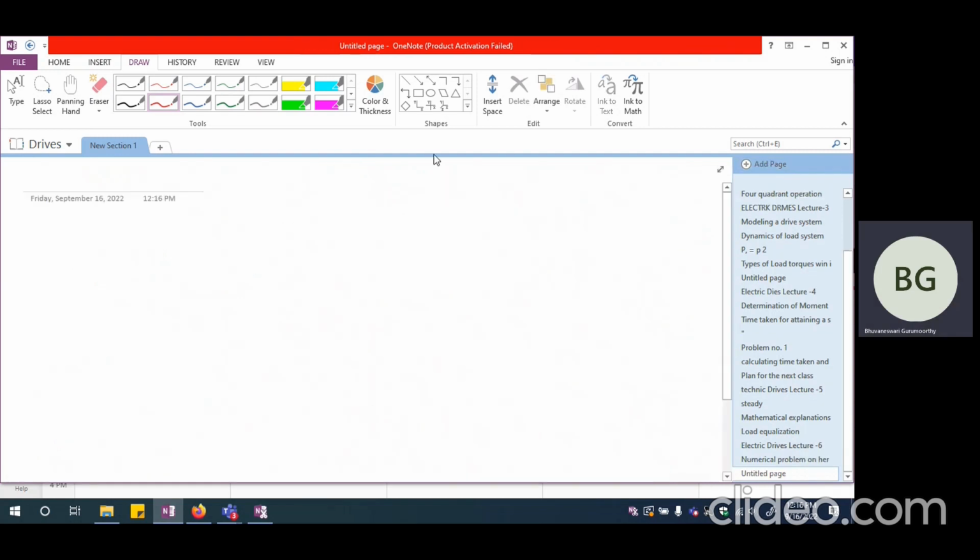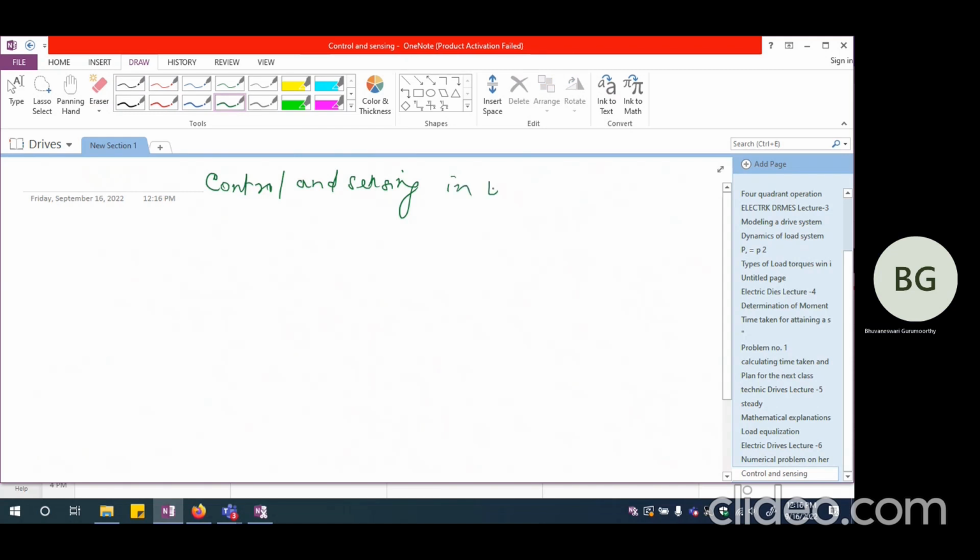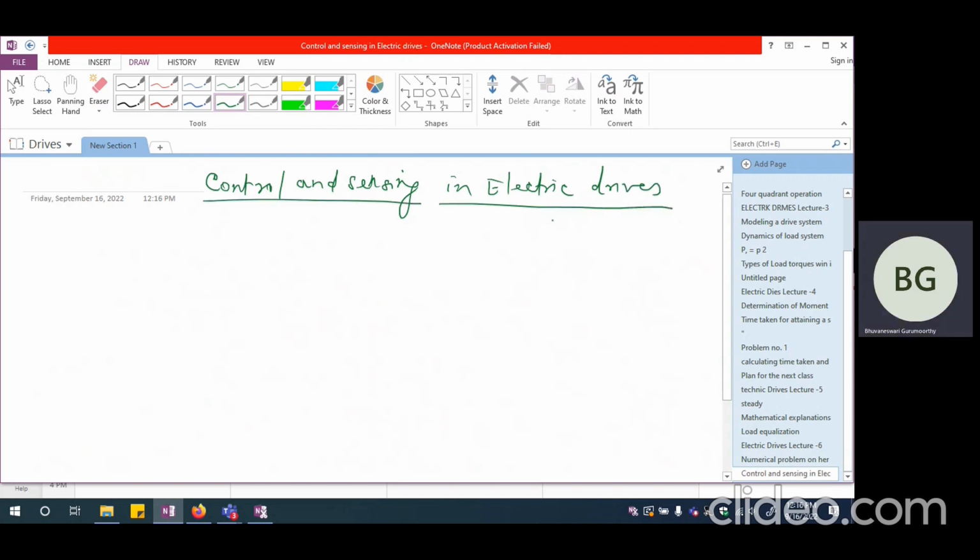So today we are going to switch over to another topic within the general aspects of drive system, which is known as control and sensing in electric drives. So we are going to mainly look at what are all the different types of control loops that we use in an electric drive system.